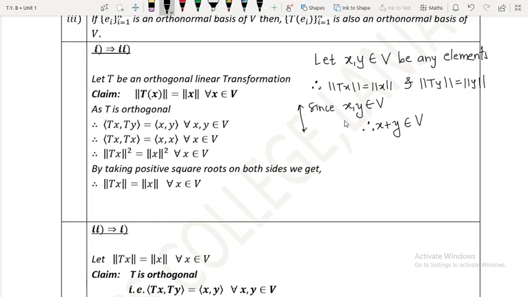Students tend to forget this. Okay, this is an important step. Once this is there, then you can easily prove this part. Okay, just a minute.